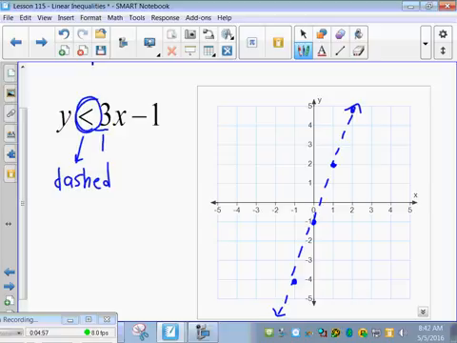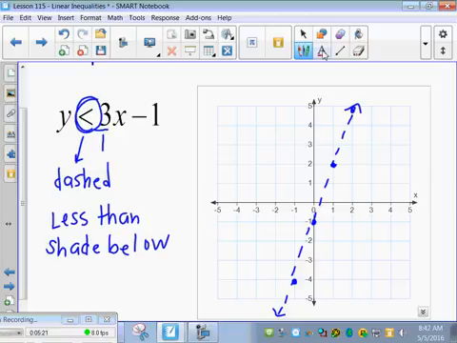Okay, this symbol right here, what does this say? It says less than. It makes an L. All right, it says less than, which means we shade below the line. Okay, so less than means shade below. Can you guys tell which one is below? Is it over here? Is it over here? Yeah, it's actually this part.